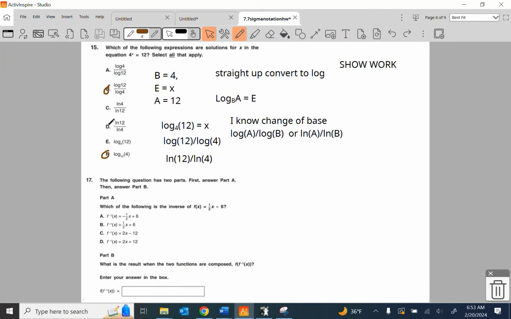This thing had 3 correct answers, and I circled the wrong one. This happens. What did I write? I wrote log base 4. There we go.